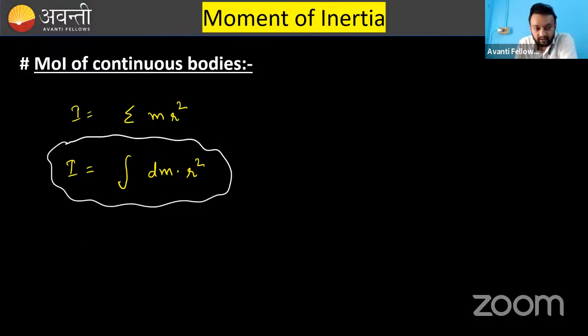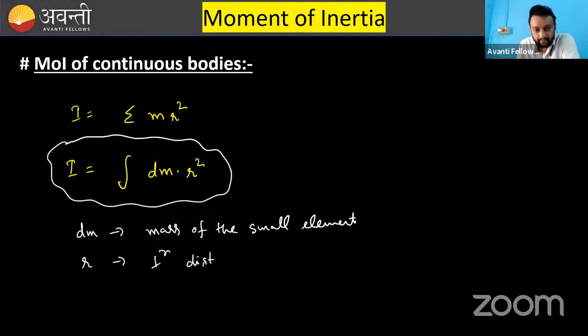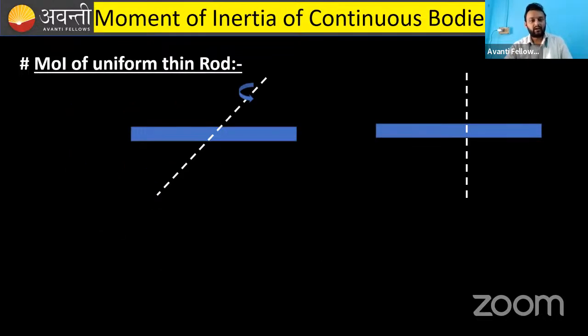What is dm? dm is the mass of the small element. r is the perpendicular distance from the axis. I think this is clear to you. Now you will need to learn the moment of inertia of some continuous bodies. I will make you learn.